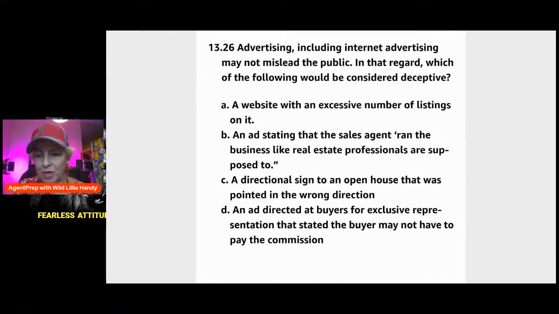Type your answer for the chat for 26. So advertising, including internet advertising, may not mislead the public. In that regard, which of the following would be considered deceptive?